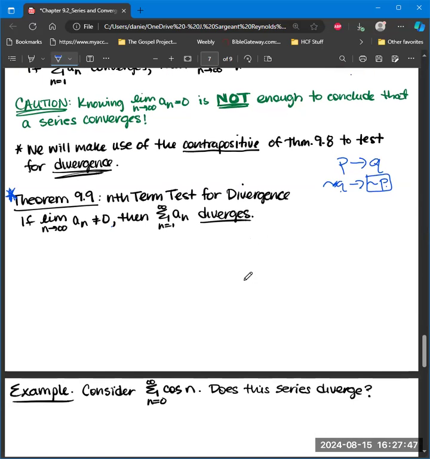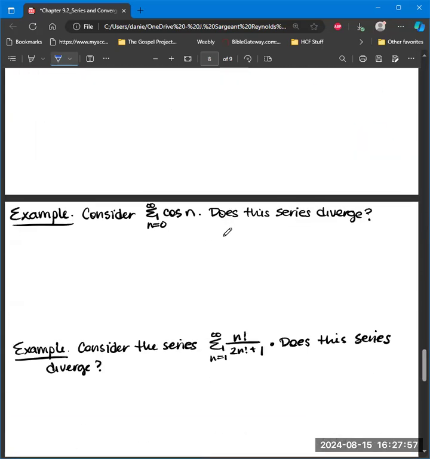That's going to be our most important test for convergence and divergence. To start off with, it's going to be number 1. Just try that. That's super easy. So let's go ahead and think about this one. Consider n goes to infinity.